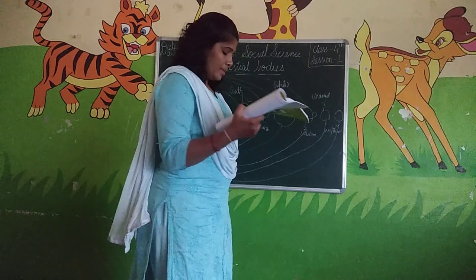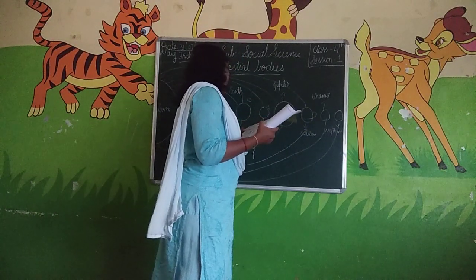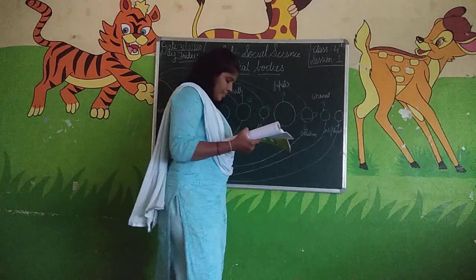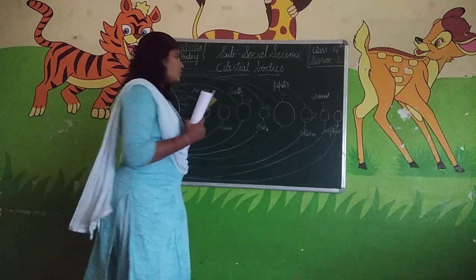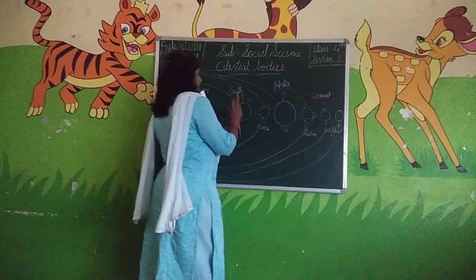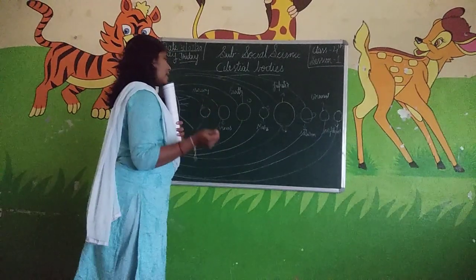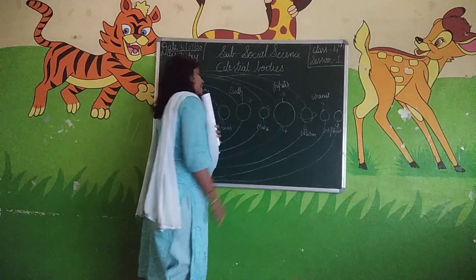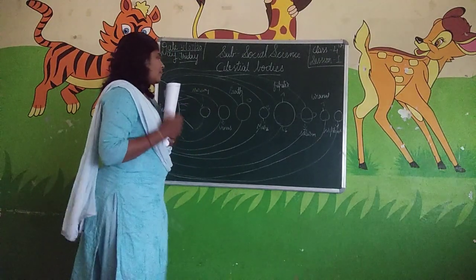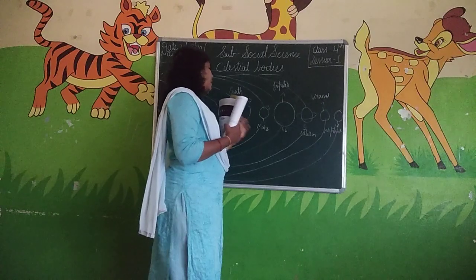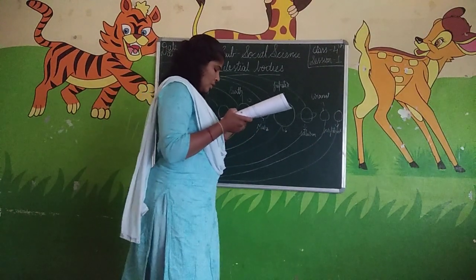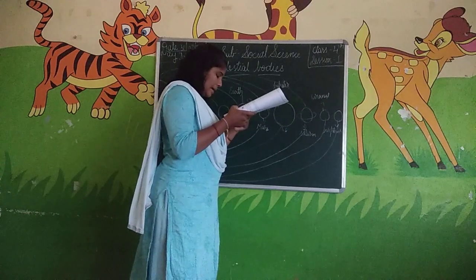Next, Jupiter, the largest planet. Jupiter is larger than all the other planets. It has 66 satellites. How many satellites does Jupiter have? 66. Our Earth has only 1 satellite. Mars has 2 satellites, but Jupiter has 66 satellites. Mercury and Venus have no satellites at all. All the other planets from Earth onward have satellites. Okay, Jupiter has 66 satellites.